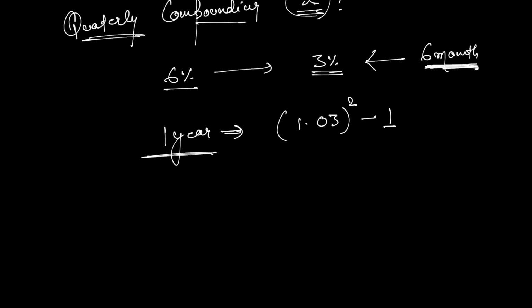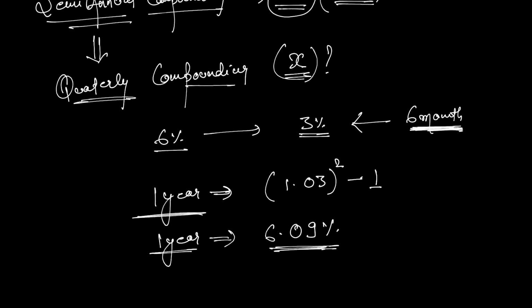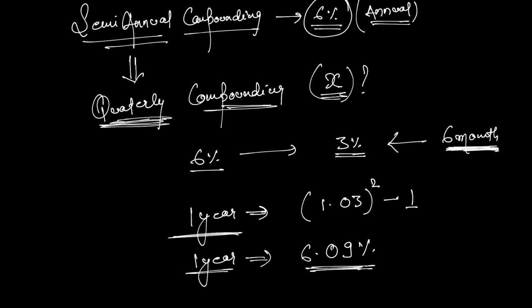So 1.03 raised to the power 2 minus 1. Now this is the effective interest rate. 6.09% is the effective interest rate of 1 year. But are we interested in finding the effective interest rate of 1 year? No. We are interested in finding the quarterly compounded rate.